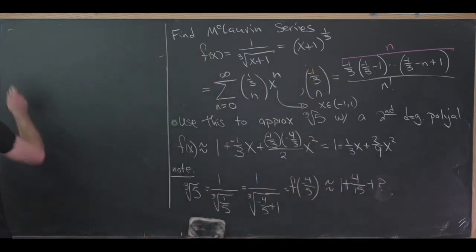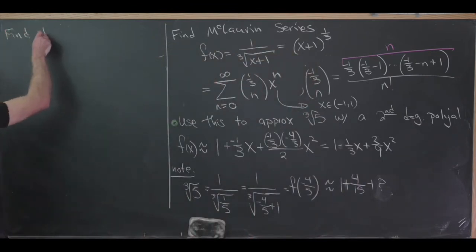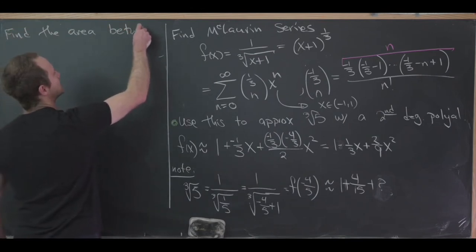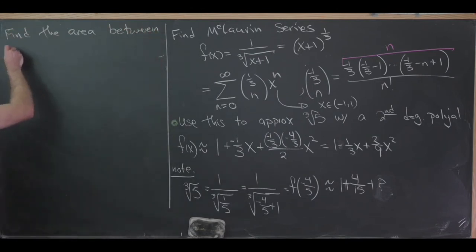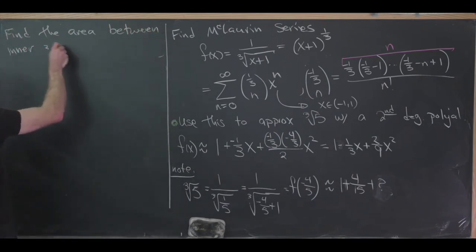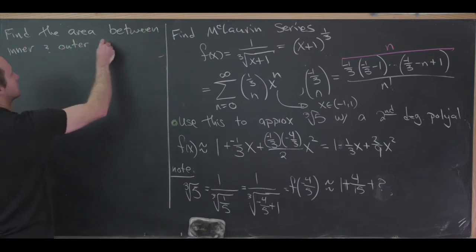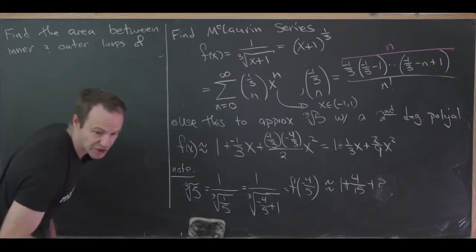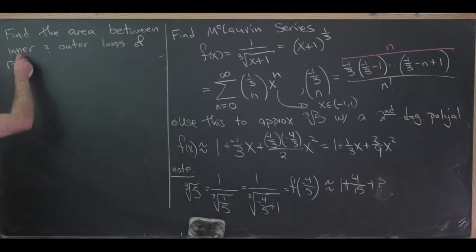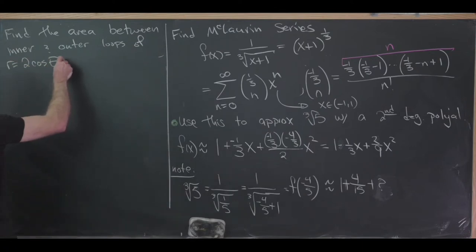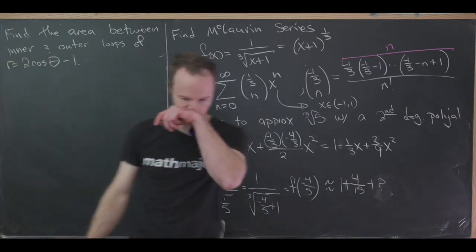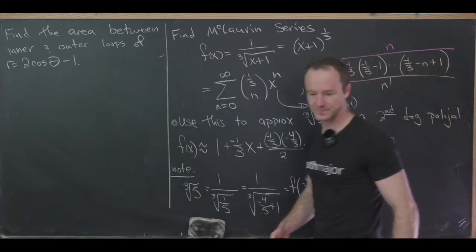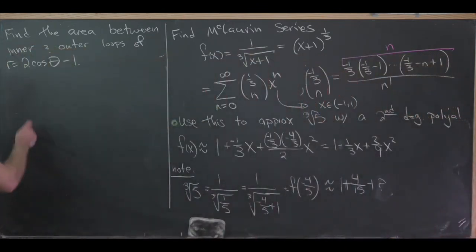So now let's find the area between the inner and outer loops of this function r equals 2 cosine theta minus 1. So this would be like a when you're doing polar coordinates or whatever. Okay, so we can sketch this real quick.